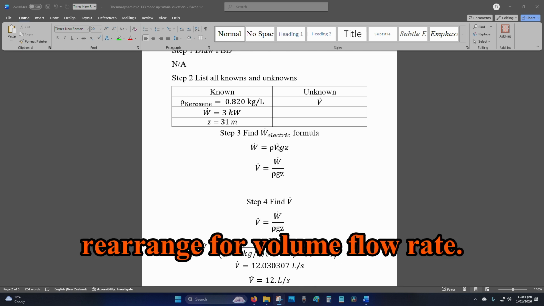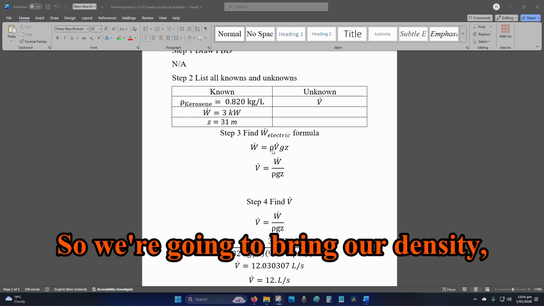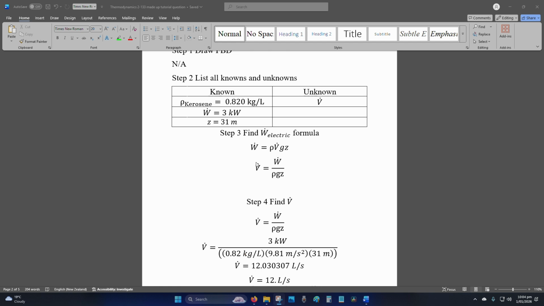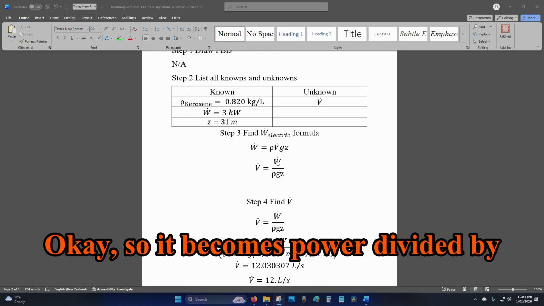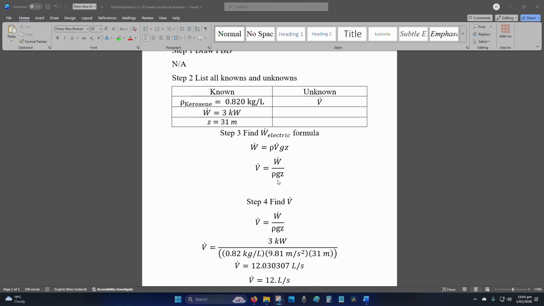So we're going to rearrange for volume flow rate. So we're going to bring our density, gravity, and elevation to the other side. Okay, so it becomes power divided by density of kerosene multiplied by gravity multiplied by elevation.